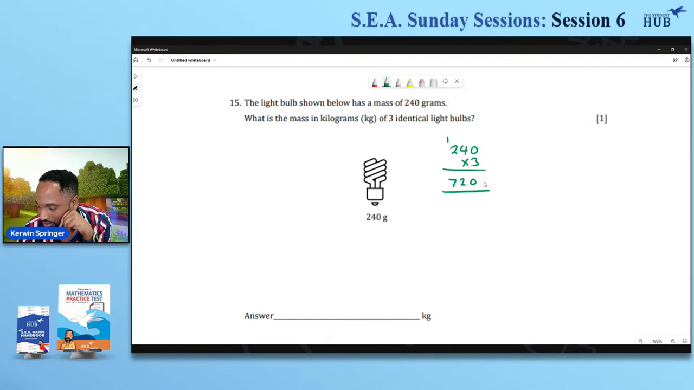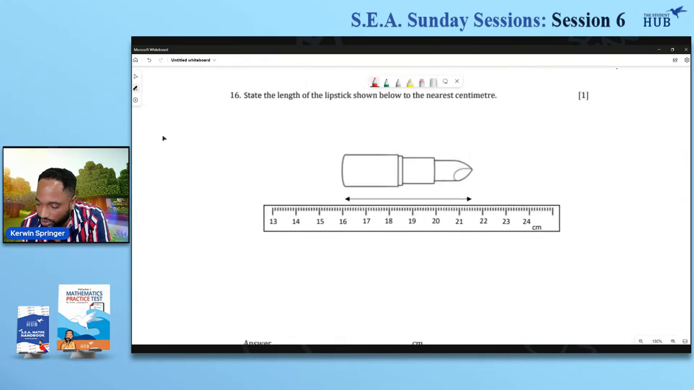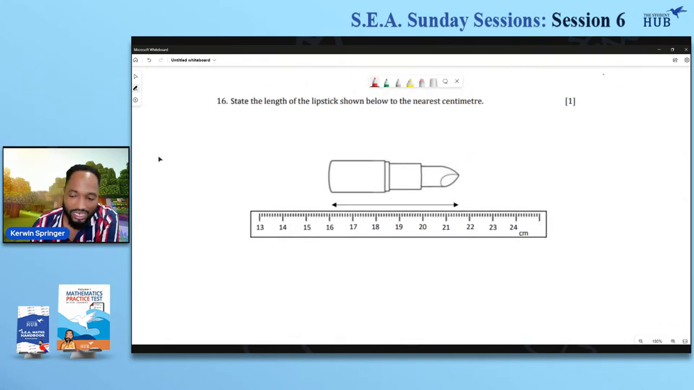So 720. But that's grams. And I'm seeing here that they want it in kilograms. So what do we do? When you want to change the grams, you're going to swing that decimal point 3 places to the left. Boom, you end up there. So my final answer is 0.72. And I can put the 0 if I want to. I can leave it out. 0.72 kilograms. Very nice.